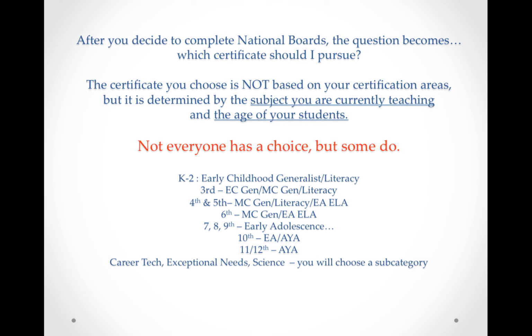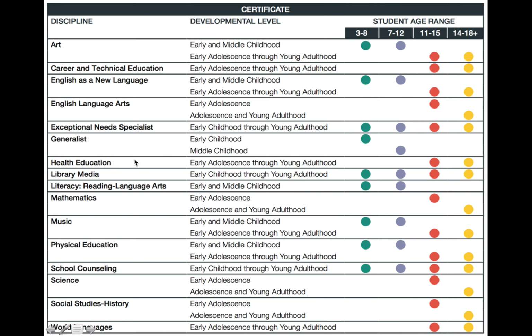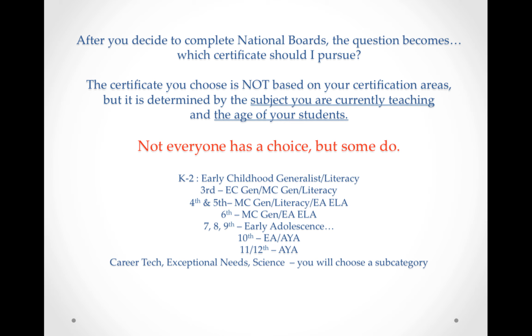The choices have more to do with the teachers who are in elementary. For example, if you teach K through 2, you have the choices of early childhood generalist or literacy. If we go back and look at the certificate, we see that literacy goes from age 3 to age 12. So as long as you are in a classroom where your students are age 3 to age 12, obviously they won't be from 3 to 12, that just means that your students fall within that range, then you're eligible to pursue that certificate.